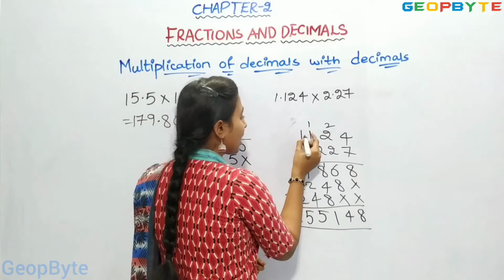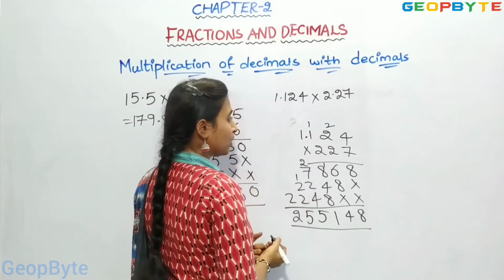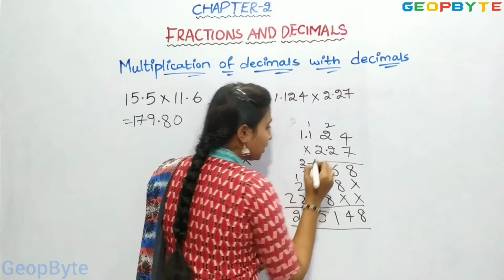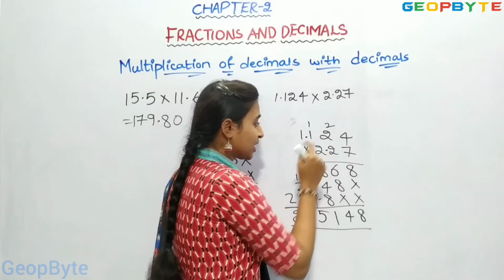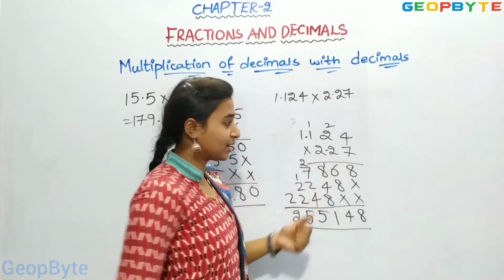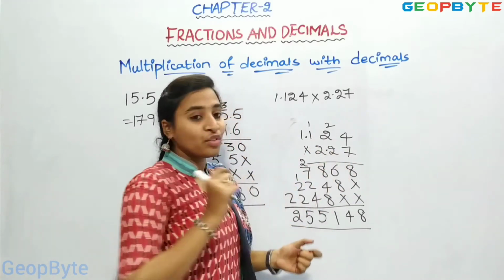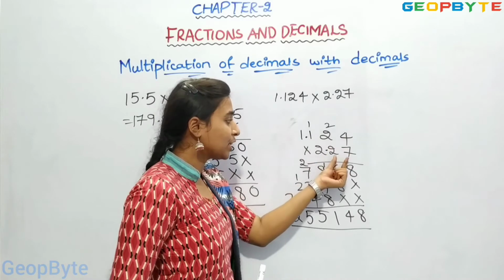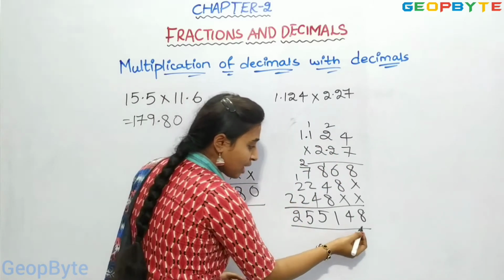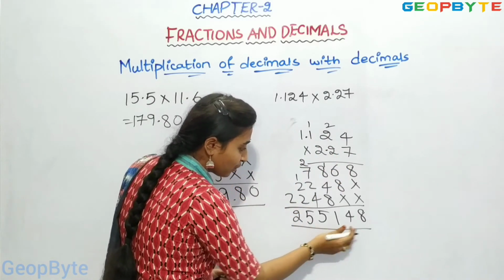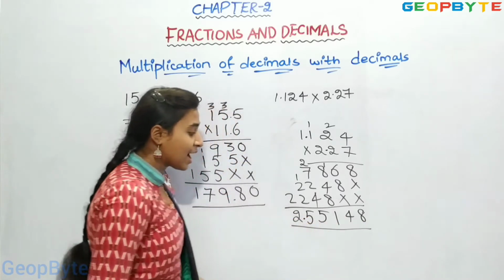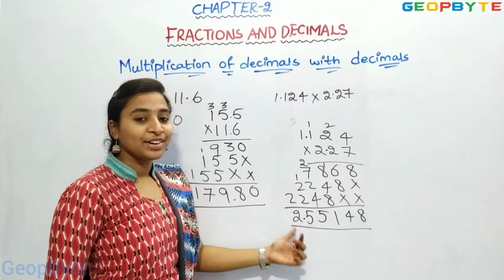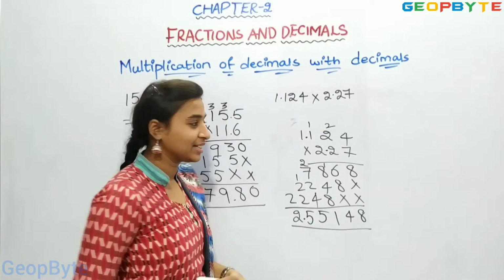See, we have 1.124 and 2.27. After the point, we have 3 digits here and 2 digits here. 3 plus 2, 5 digits, right? We will put the point before 1, 2, 3, 4, 5. That is, the answer is 2.55148.